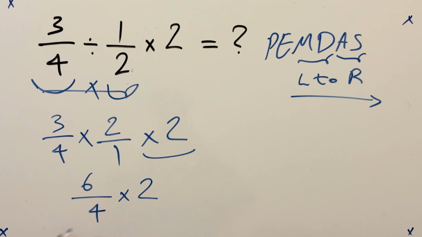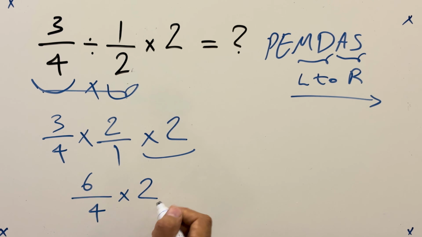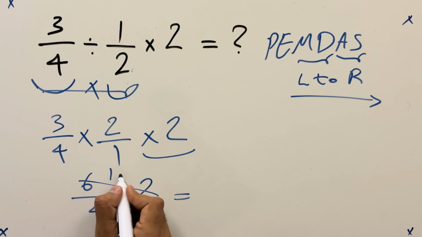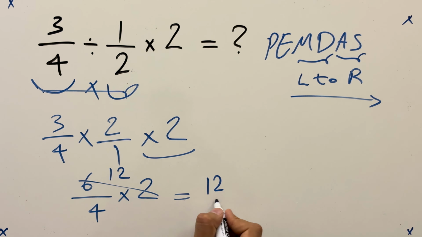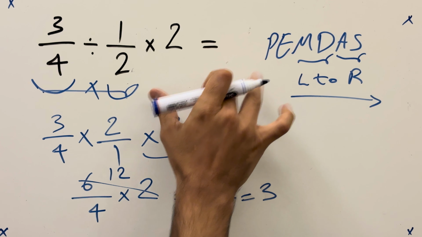Now we have 6 times 2 gives us 12 over 4. Now 12 over 4 gives us 3. The answer is 3.